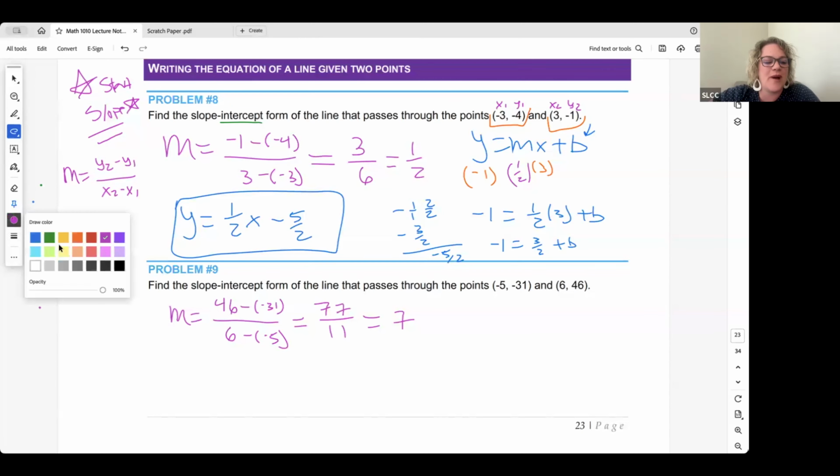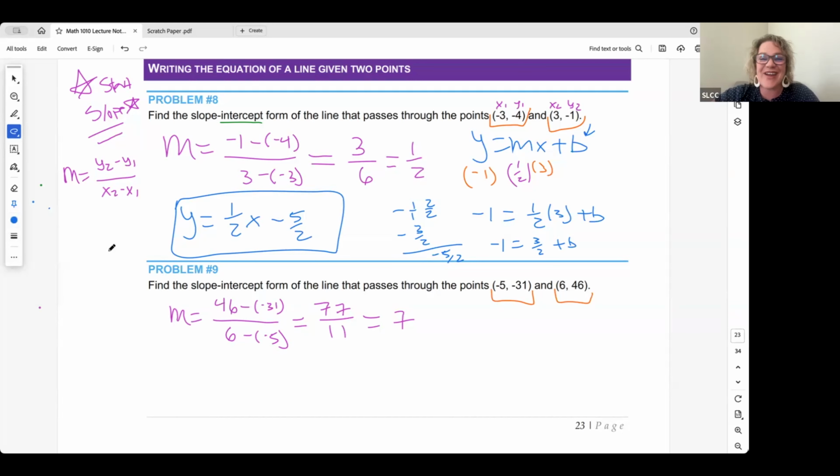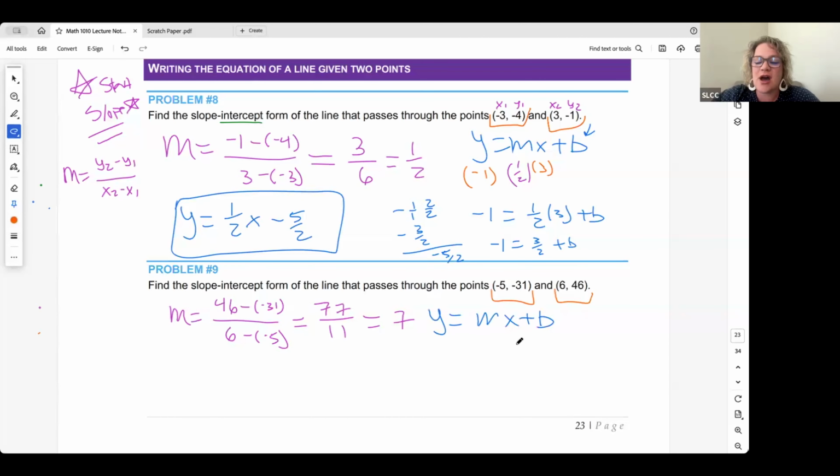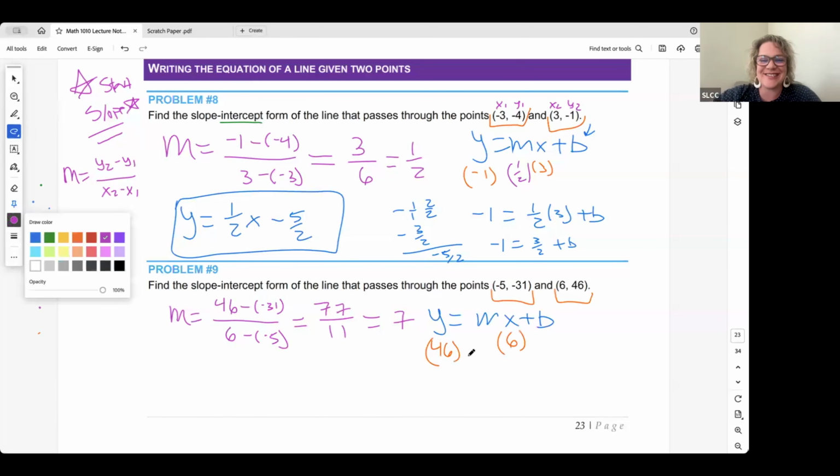Now that I know the slope, I can plug in either point for x and y. Now you have your template, right? You have your template. y equals mx plus b. And I can plug in, let's choose 6, 46. So I'll plug in 6 for x and 46 for y. And I know that my slope is 7.